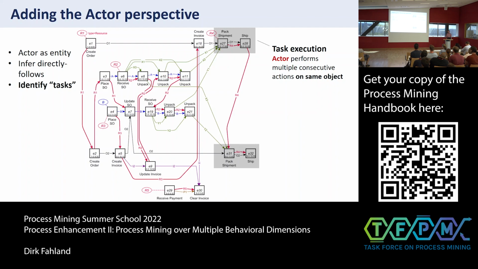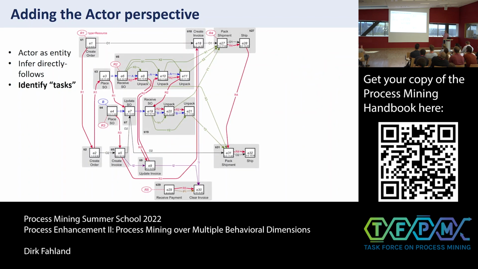I can identify task executions, larger units of work that one actor has done. R4 first does pack shipment and then ships. Two subsequent actions on the same object, and then they move over. And guess what? They do the same thing over here as well. So there's a regularity, and there's also a larger unit that goes beyond the transactional events that are recorded in the data. These are all the task executions that I can find here.